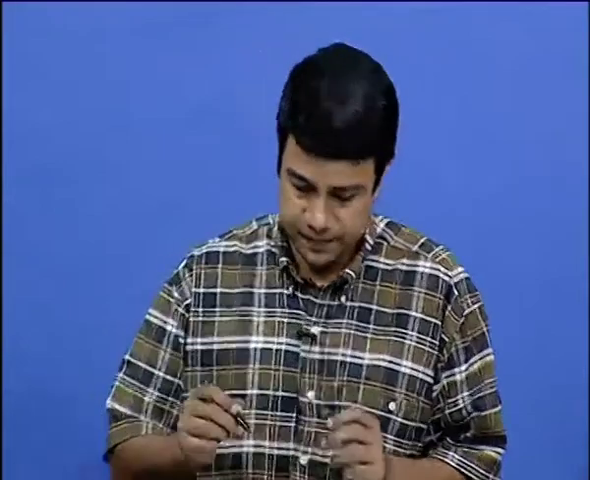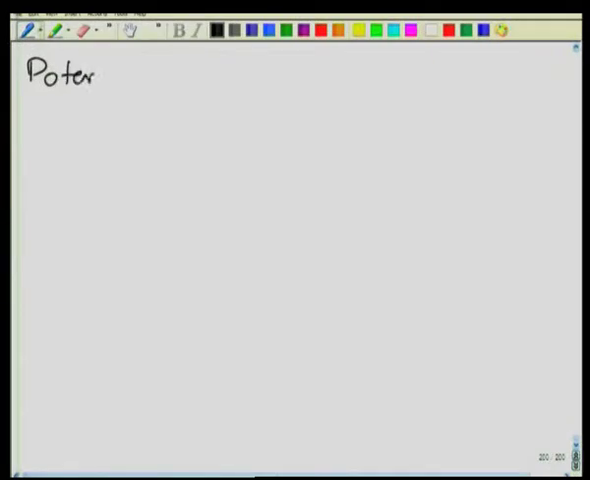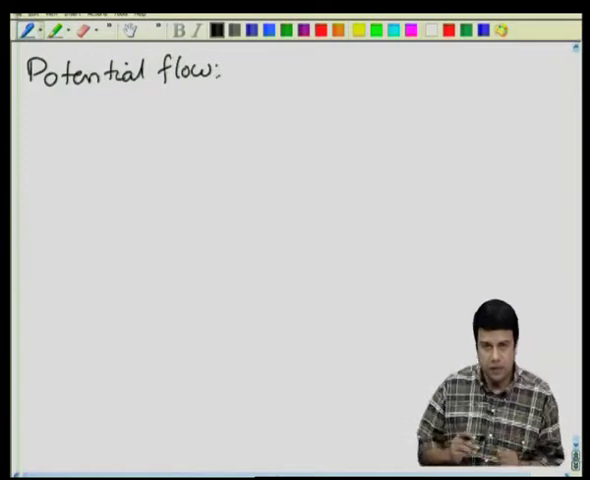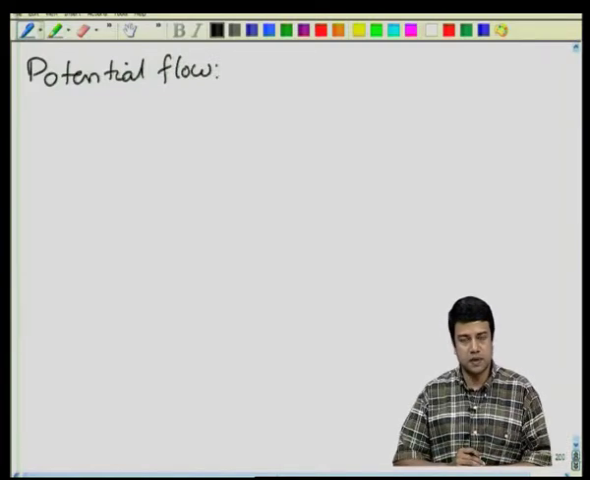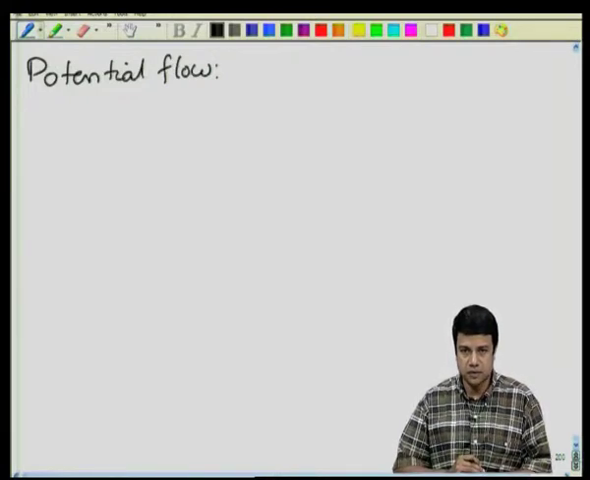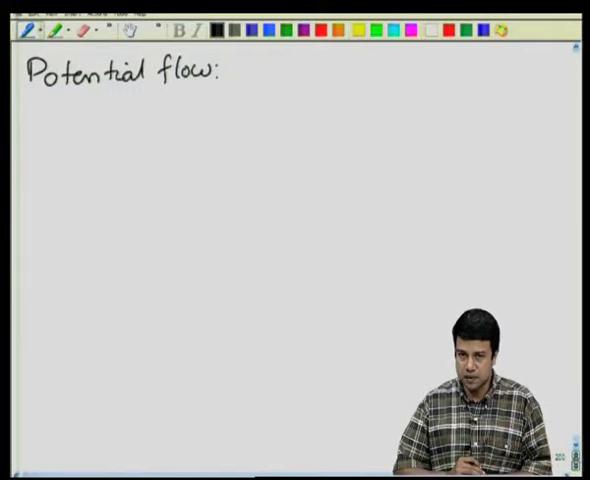So, we are at lecture number 27 of our course on fundamentals of transport processes, where we were discussing potential flows, high Reynolds number flows, inviscid, irrotational. Okay, the vorticity is equal to 0. That means that the antisymmetric part of the rate of deformation tensor is equal to 0. Since del cross u is equal to 0, u can be expressed as the gradient of a potential.